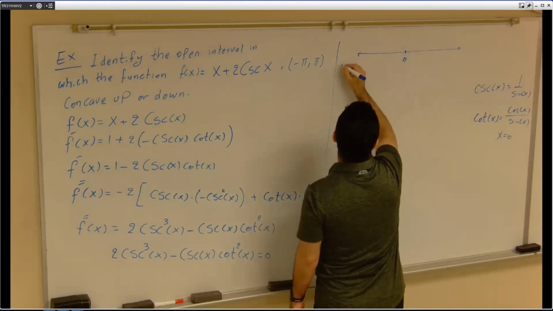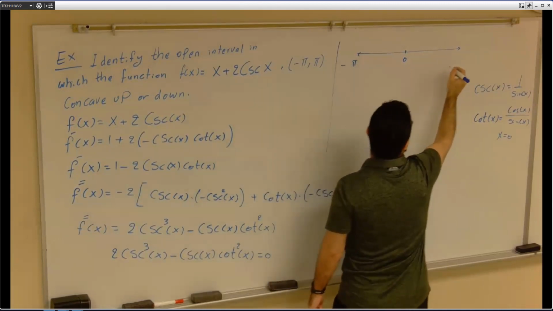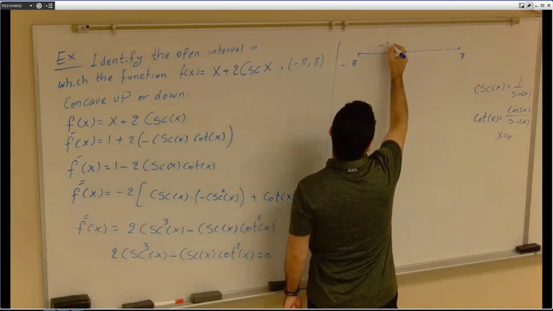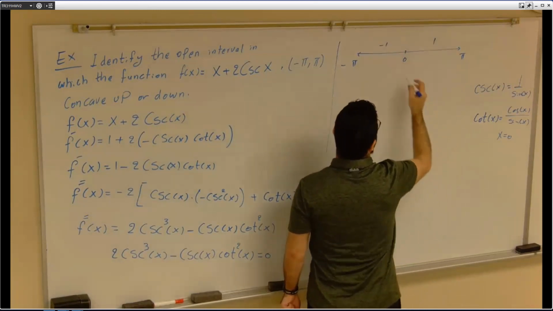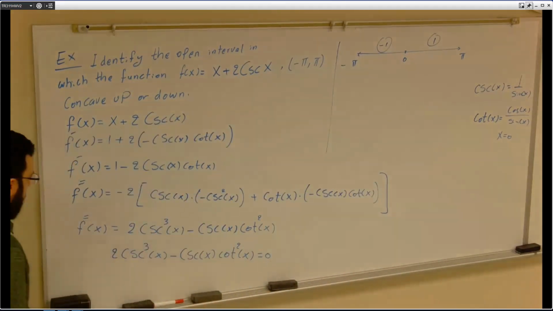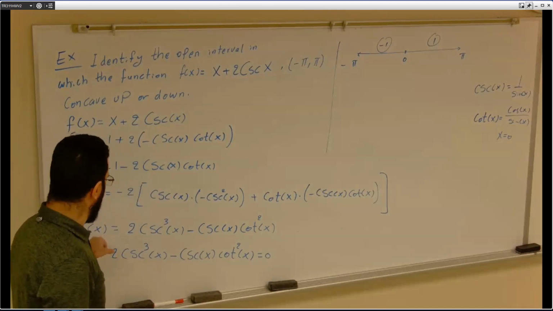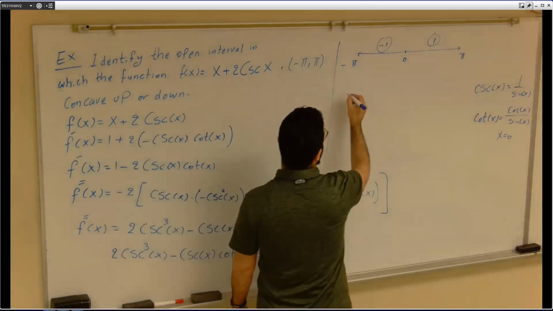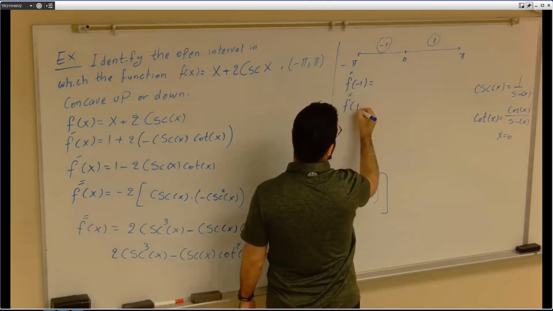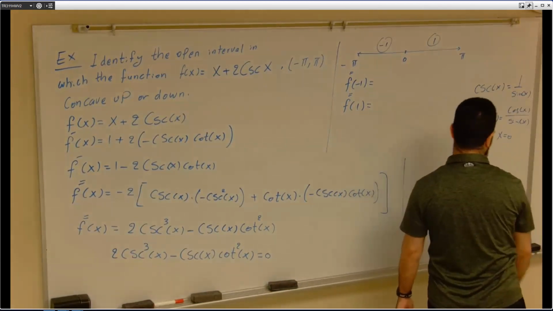Here is 0, here is negative pi, and here's pi, not infinity, because we're checking between negative pi and pi. You can choose -1 here, and 1 here. I'll plug in -1 and tell me if it's positive or negative. Then plug in 1 here. That means the second derivative at -1 is going to be, and the second derivative at 1 is going to be, so we can find if it's concave up or down.